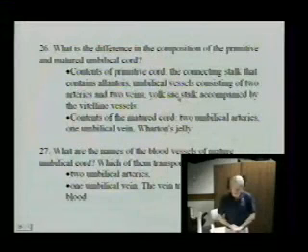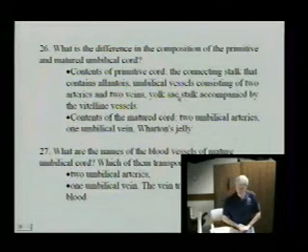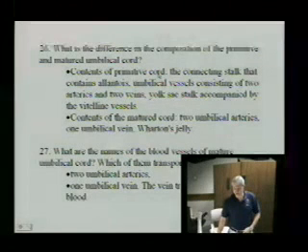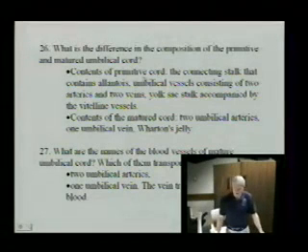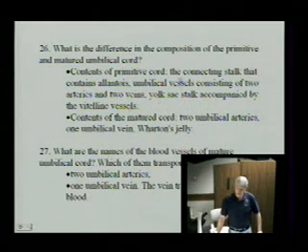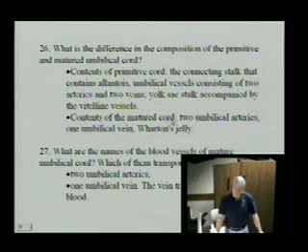So what is the difference in the composition of the primitive and the matured umbilical cord? So the contents of the primitive cord. I think it's obvious to see how these could be converted into exam questions. The connecting stalk that contains the allantois, the umbilical vessels consisting of 2 arteries and 2 veins, the yolk sac stalk accompanied by the vitelline vessels. So many of these structures will disappear as we get to the more mature umbilical cord.